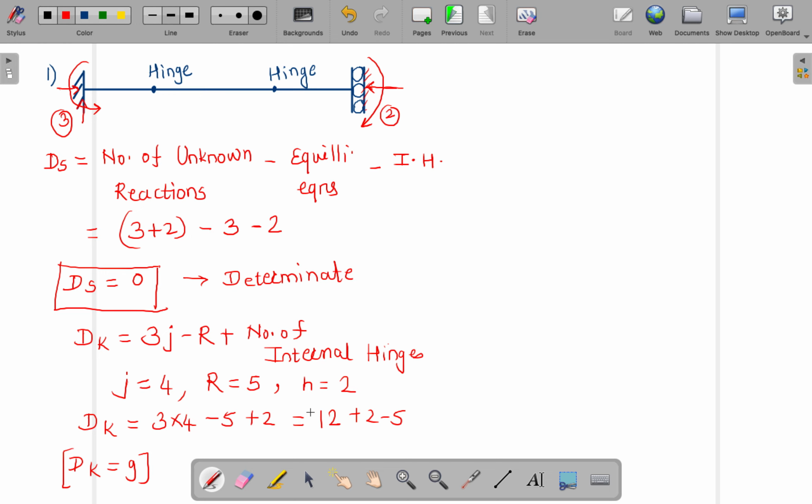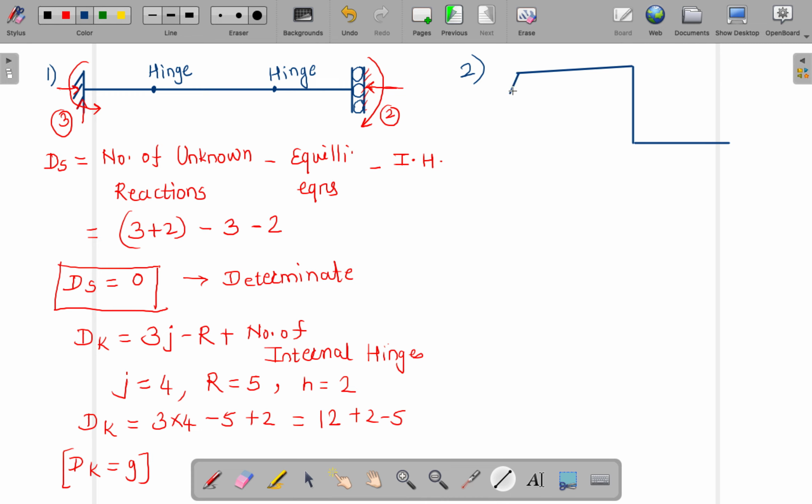So hope you understood this question. Now let us consider a different example. So here, let's consider this beam which is connected with two hinges. So this is a straight line.